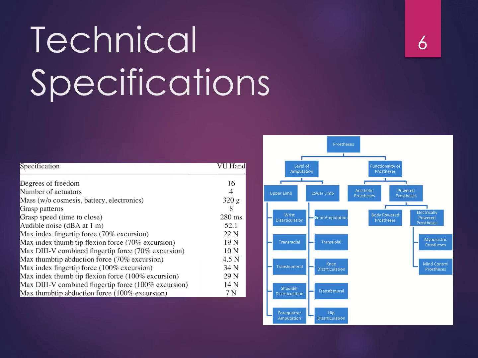Moving on, the technical specifications for bionic arms and prosthetics in general are based on the different application and type of device. Some of the general technical specifications for bionic arms are shown on the figure on the left, which include the degrees of freedom, the number of actuators, mass, grasp patterns, and grasp speed. For the different classifications of prosthetic limbs, a basic categorizing system is usually used, where we mention the level of amputation and its location, such as the upper limbs, including transradial, which is below the elbow, and transhumeral, which is above the elbow.